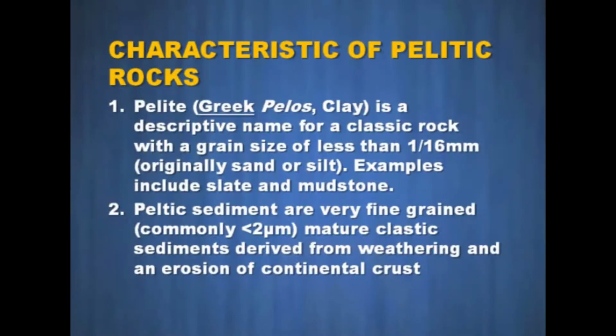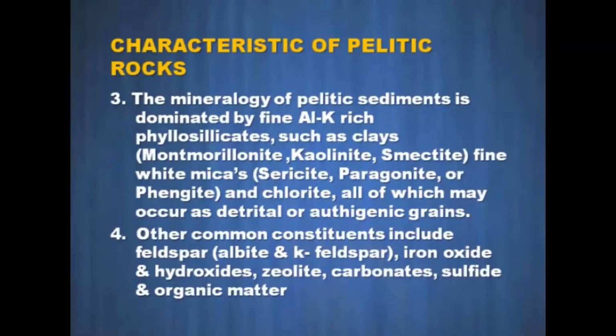Characteristics of pelitic rocks. First, pelites, from the Greek pelos meaning clay, is a descriptive name for clastic rocks with a grain size of less than 1/16 millimeter, originally sand or silt. Examples include slate and mudstone. Second, pelite sediments are very fine grained, commonly less than 2 millimeter in size, mature clastic sediments derived from the weathering and erosion of continental crust.